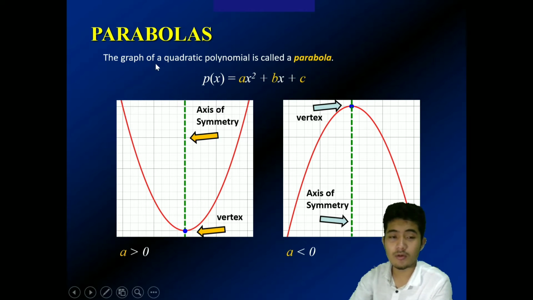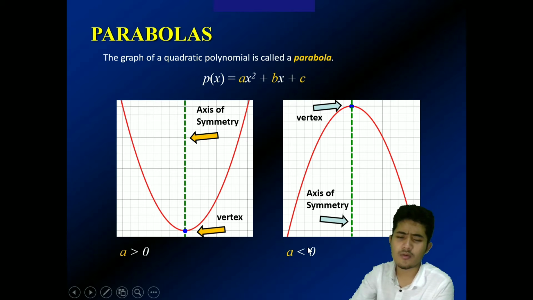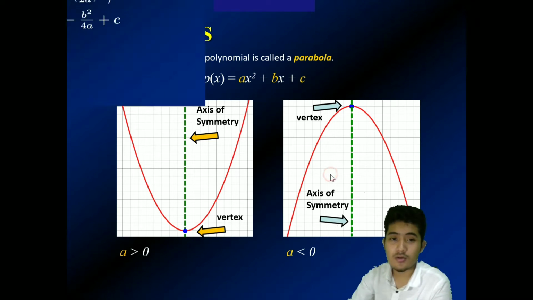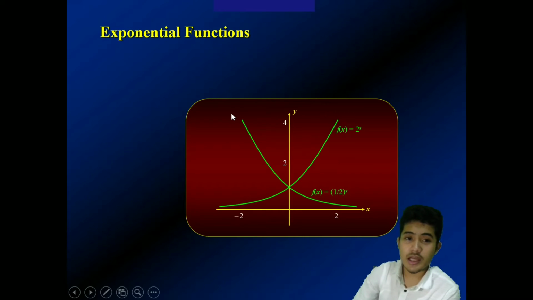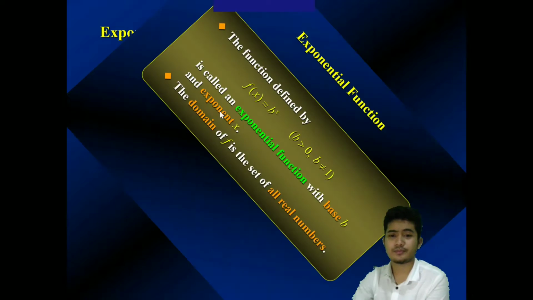Next, we get the parabola. The graph of a quadratic polynomial is called a parabola. p(x) equals ax squared plus bx plus c, and this is the graph for a greater than 0, and this is the graph for a less than 0. And we get the standard form of the quadratic function, and then the exponential function.